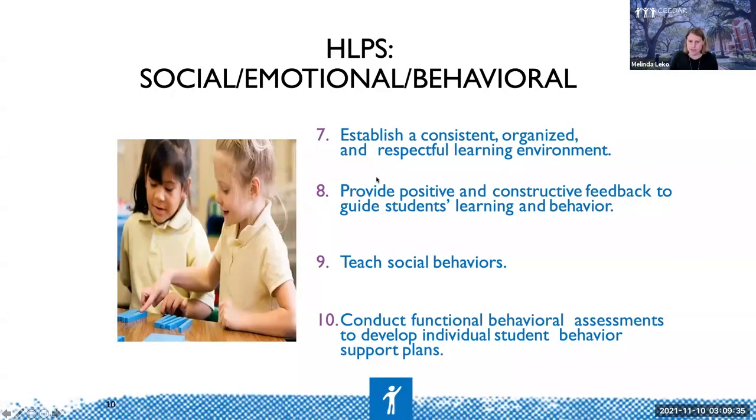And so first up, I turn it over to my dear colleague Day, because we're going to start with the social, emotional, behavioral HLPs. Those of you who are familiar with the HLPs, or those of you who are newer to those, the four under the social, emotional, and behavioral umbrella include establishing a consistent, organized, respectful learning environment, providing constructive and positive feedback, teaching social behavior, and conducting functional behavioral assessment.